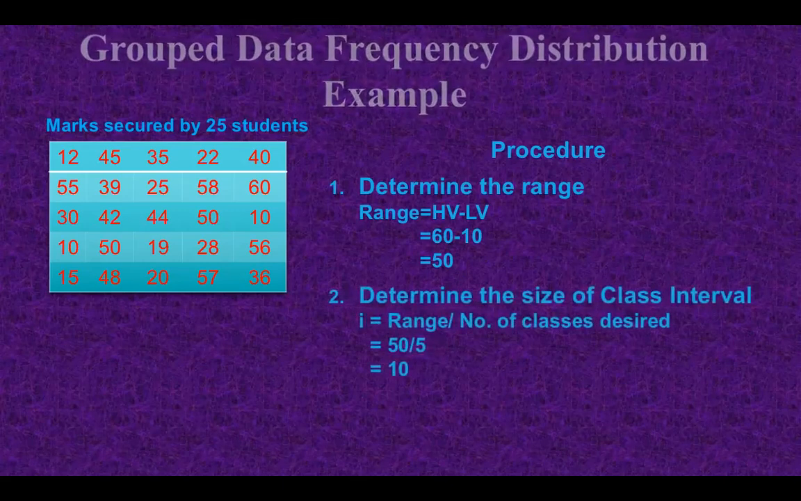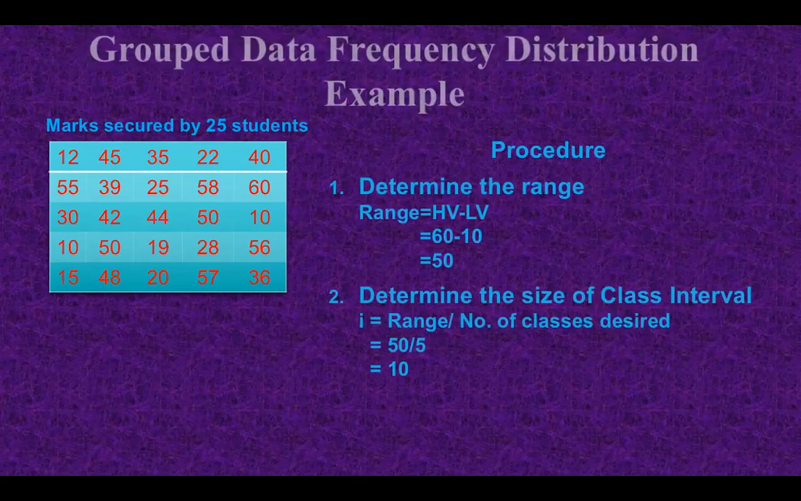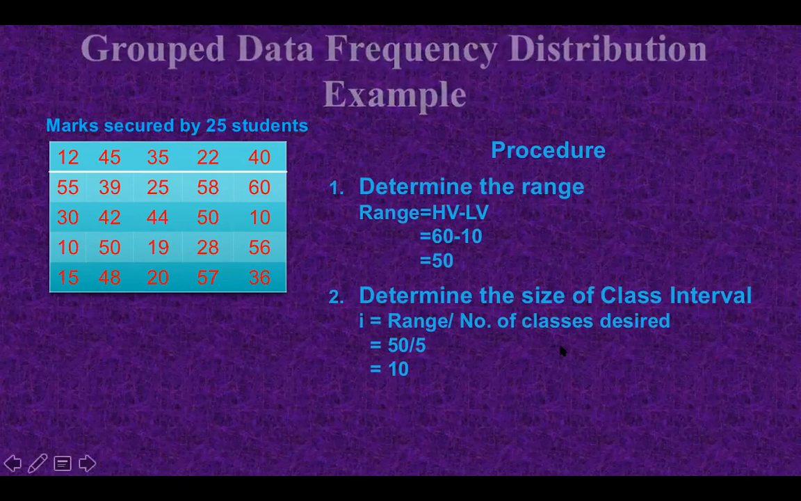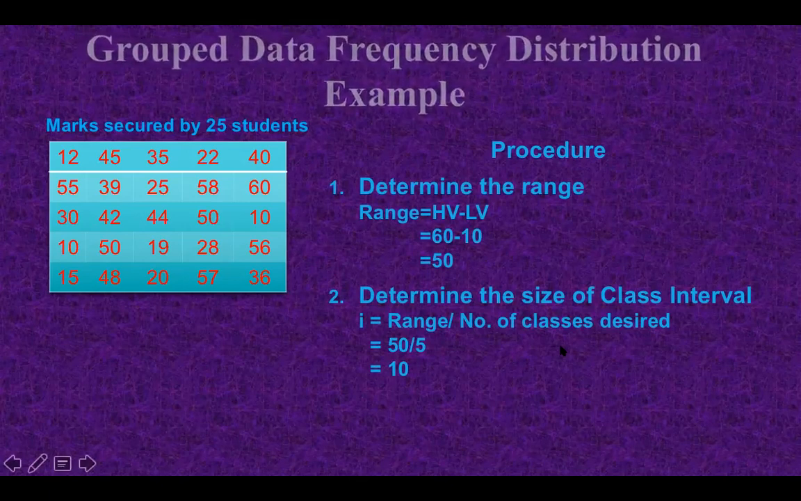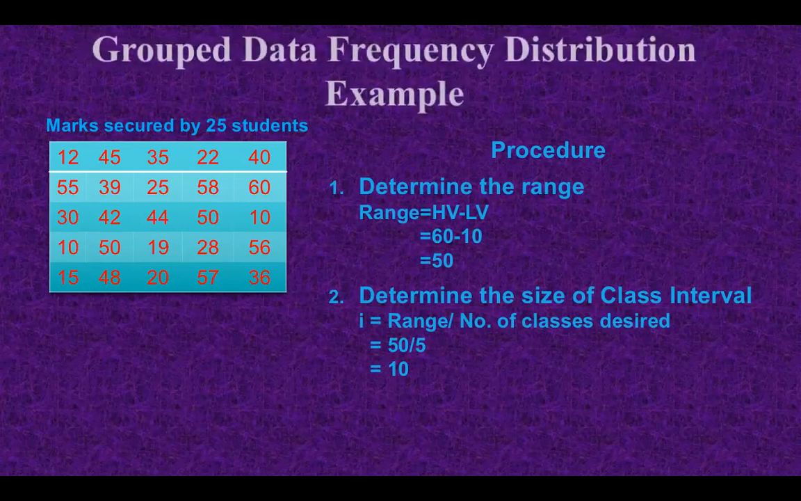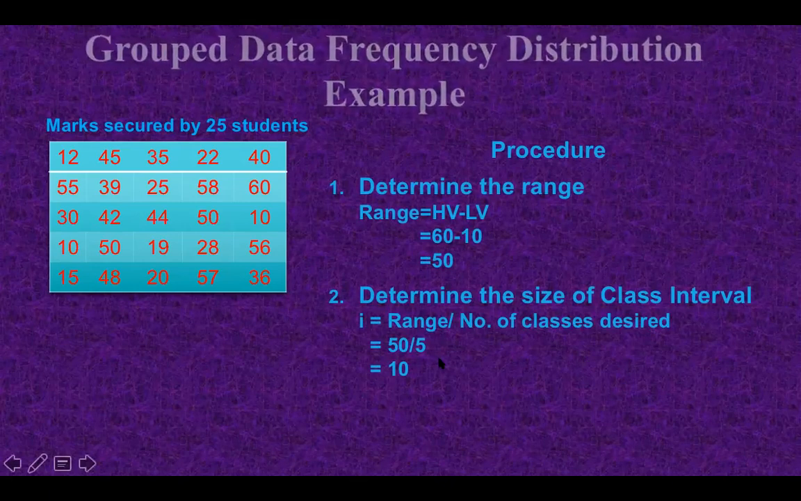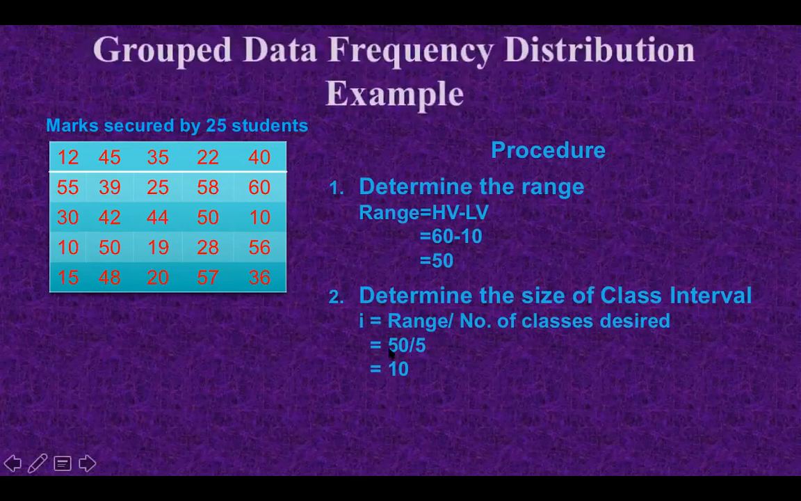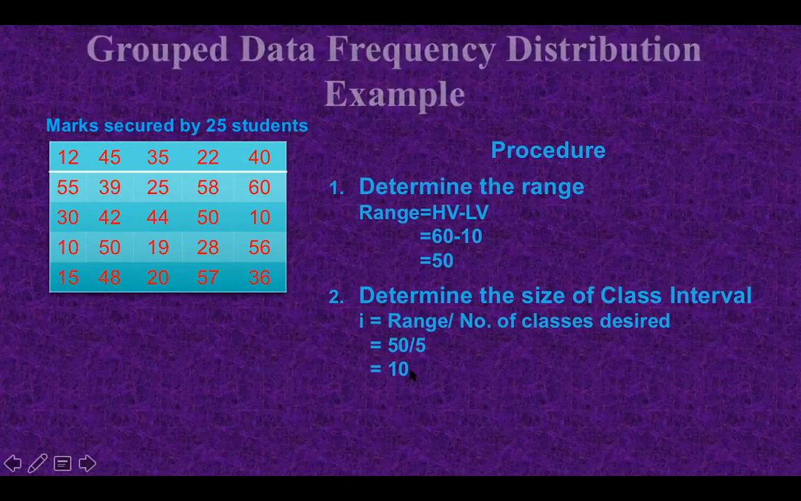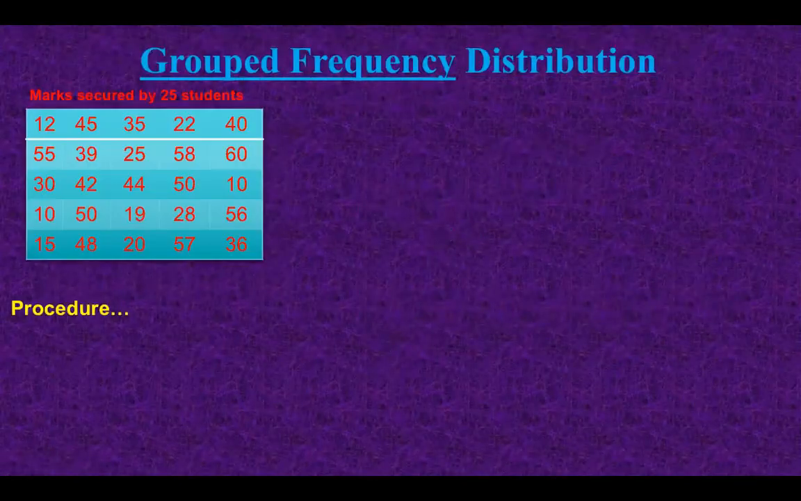Next step is to determine the size of the class interval, which is the range divided by the number of classes we desire. Here, the range came out to be 50, and suppose I want to frame 5 classes from this data. 50 divided by 5 is 10. That's my size of the class interval, which should be 10. Keep in mind that I have to frame the classes with a class interval size of 10.